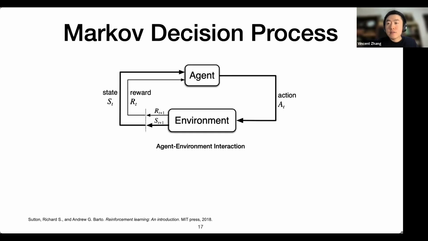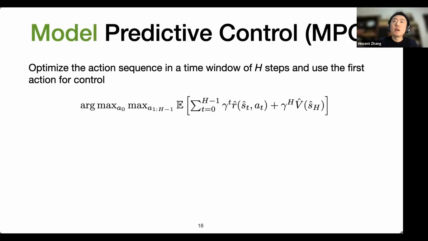Since I haven't covered RL yet, I'm gonna just set the notations first. So we assume that we have this Markov decision process where the state action is denoted by S and A, and we also have this reward R. And there are many methods that you can use for planning. We are focused on this approach called model predictive control, MPC.